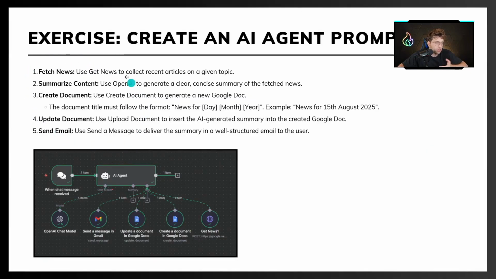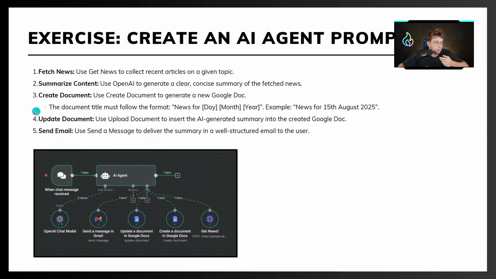Firstly, this AI agent needs to use the get news tool to collect recent articles on a given topic. Then we use OpenAI to generate a clear, concise summary of the fetched news. We use the create document extension, so we create a document inside Google Docs and we give it this title: news for day, month, year. For example, news for 15th August 2025.